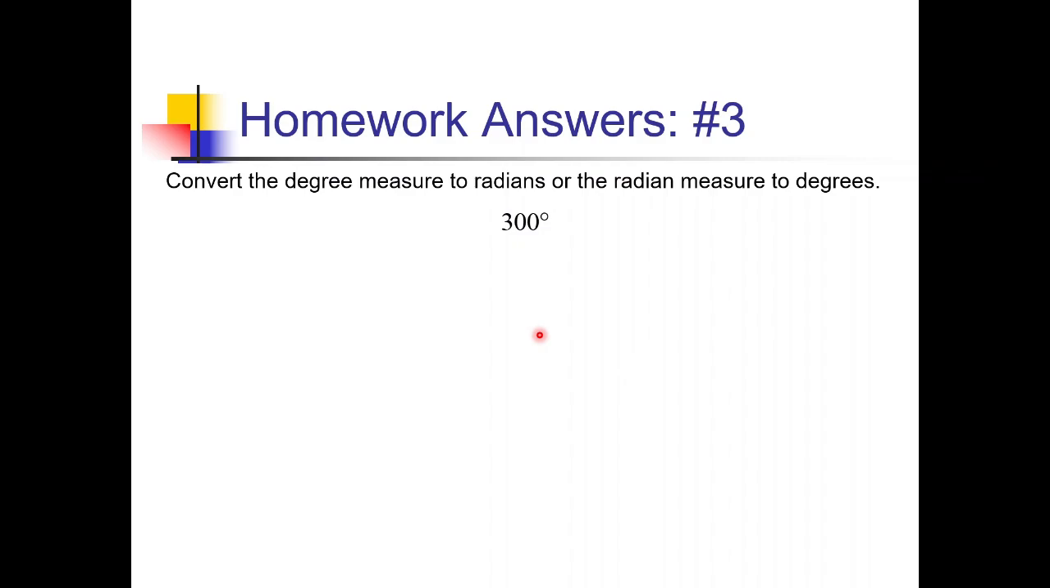For this problem, we're trying to convert 300 degrees to radians. So for that, we're going to multiply by pi over 180 degrees. That'll cancel out our degrees. And then I can reduce 300 and 180. Those are both reducible by 60. So this is then going to be a 5 and a 3. So 5 pi over 3.